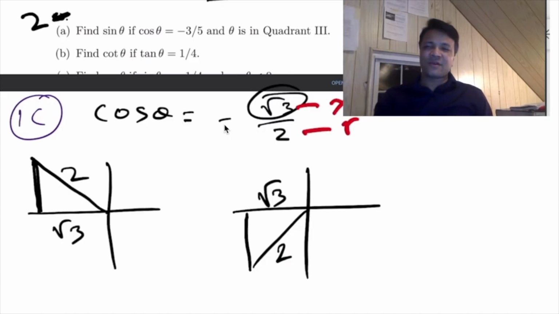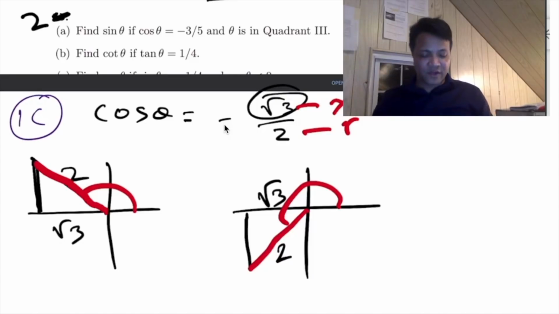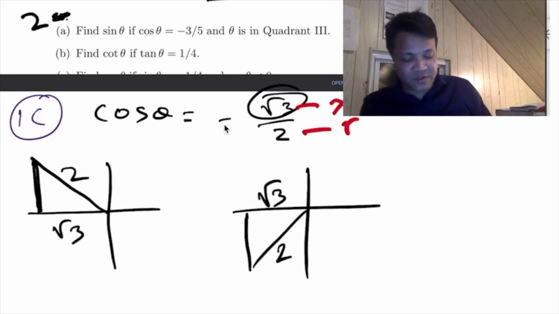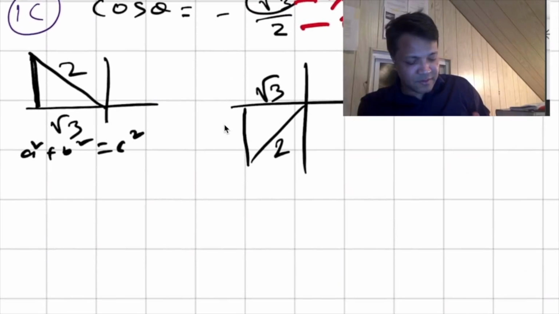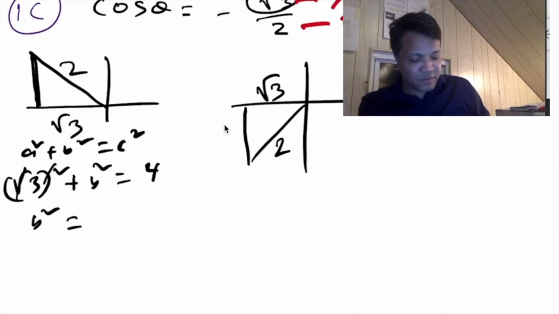Always from the x-axis counterclockwise. We are trying to find the resultant from the x-axis, that's what we are trying to find. Okay, good. Now let's do this one. If this is square root of 3 and this is 2, what is this one? Again, SOHCAHTOA will save you. So a squared plus b squared equals c squared. So square root of 3 squared plus b squared is equal to c squared, which is 4. So b squared is 4 minus 3, which is 1. So b is 1. Voila.